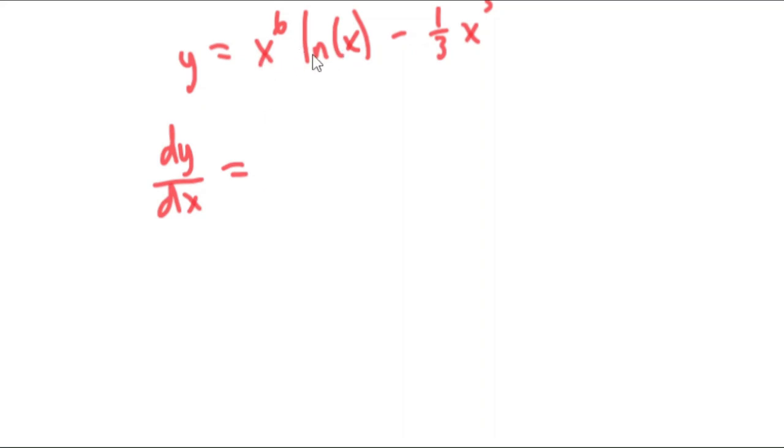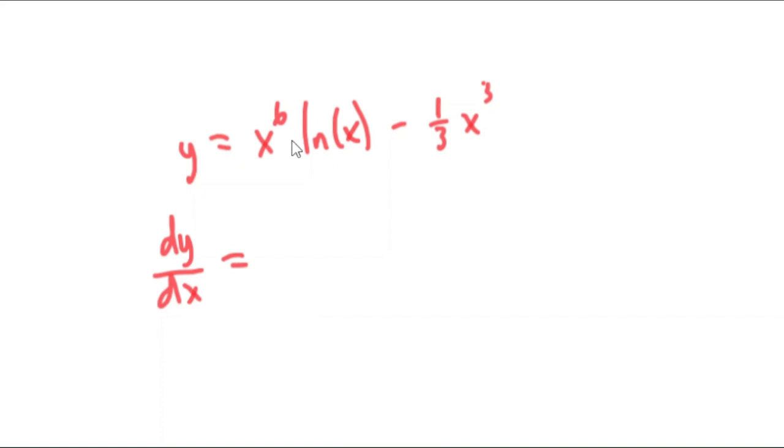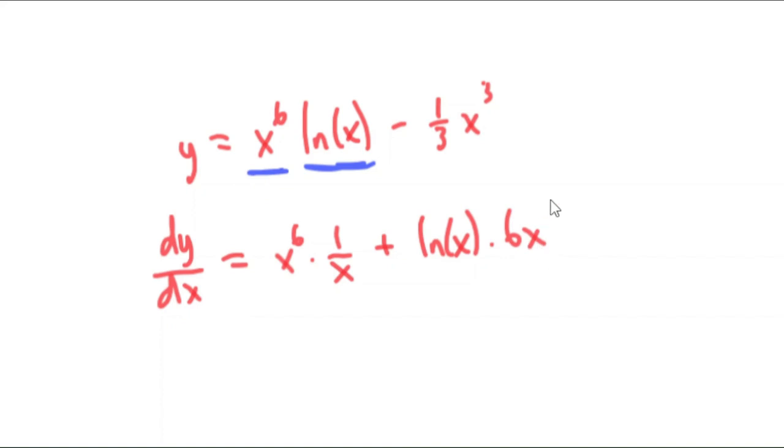Well, for this one, we need to use the product rule. We have a product of two functions, and it's not just a constant out here, it's x to the 6th. We need to use the product rule. So we do the first function, x to the 6th, times the derivative of the second one. Derivative of natural log of x is 1/x, plus the second function, natural log of x, times the derivative of the first. And the derivative of x to the 6th is 6x to the 5th.